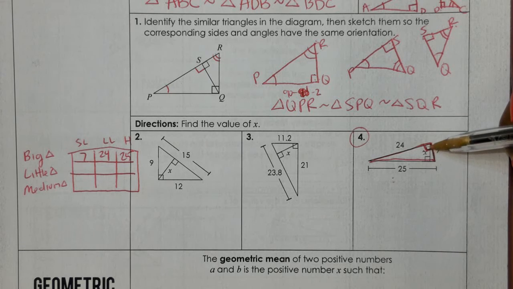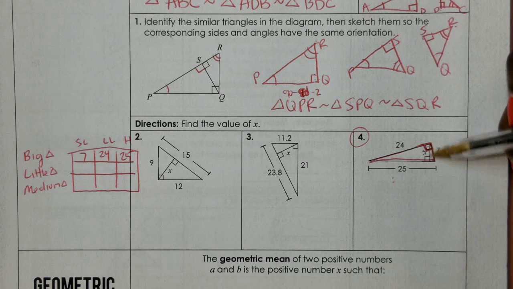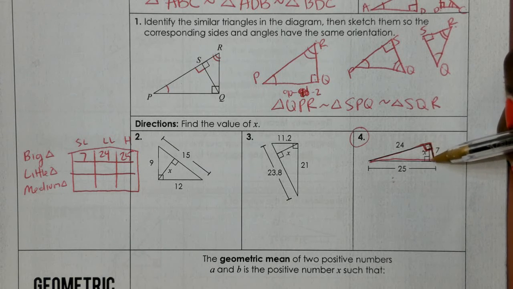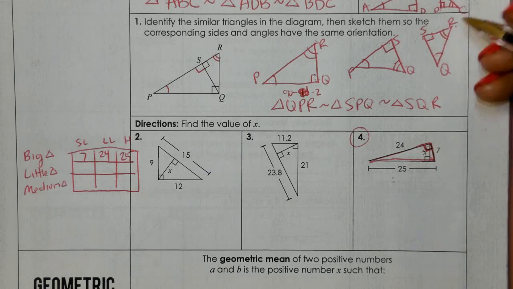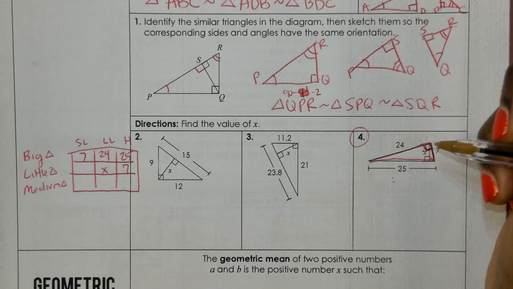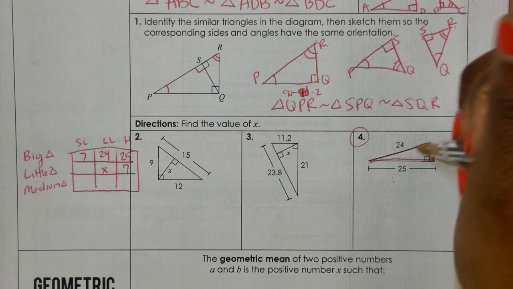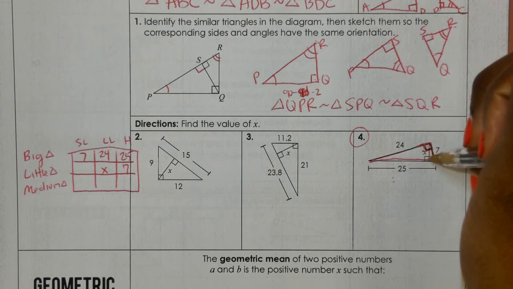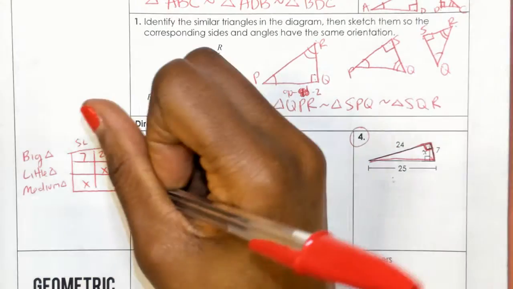On the little triangle, I'm given the longer of the two legs, because this is longer than this, and this is the 90-degree angle, and then the hypotenuse. So the long leg and the hypotenuse are x and 7. And then on this triangle, I'm given the shorter leg of the two legs, so this would be x versus this, and then the hypotenuse.